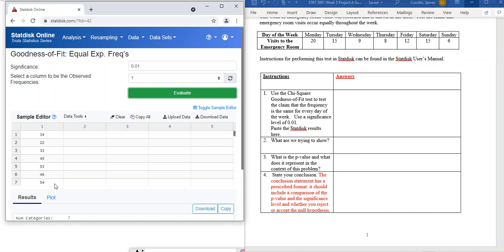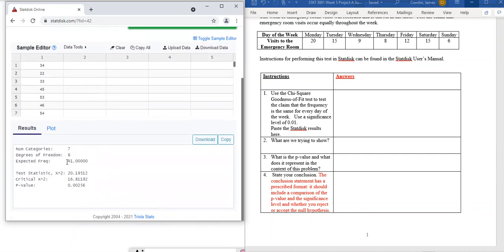I'm going to take 34 plus 22 plus 33 plus 45 plus 53 plus 46 plus 54. Okay, so I add up those 7 numbers and I get 287 total, divided by 7. Okay, and I get 41. So that's what this is over here. Now we can see where that 41 comes from.